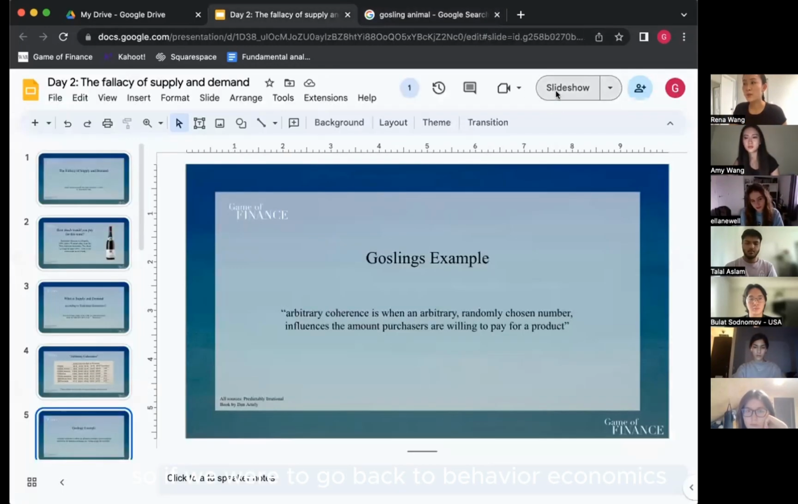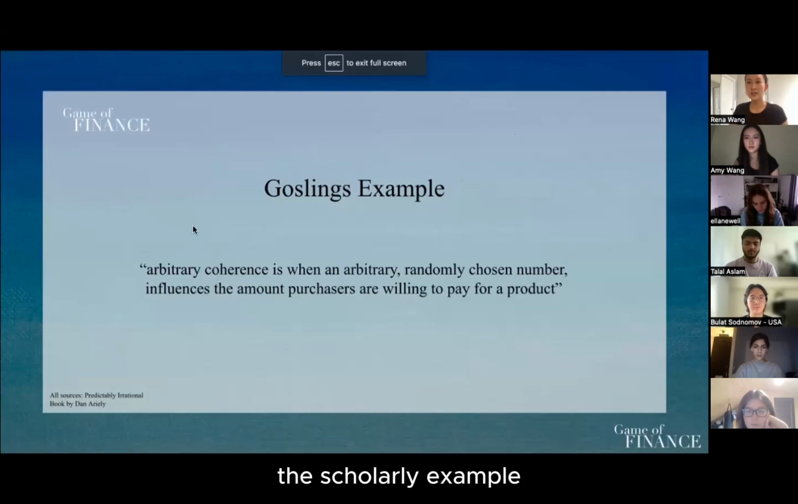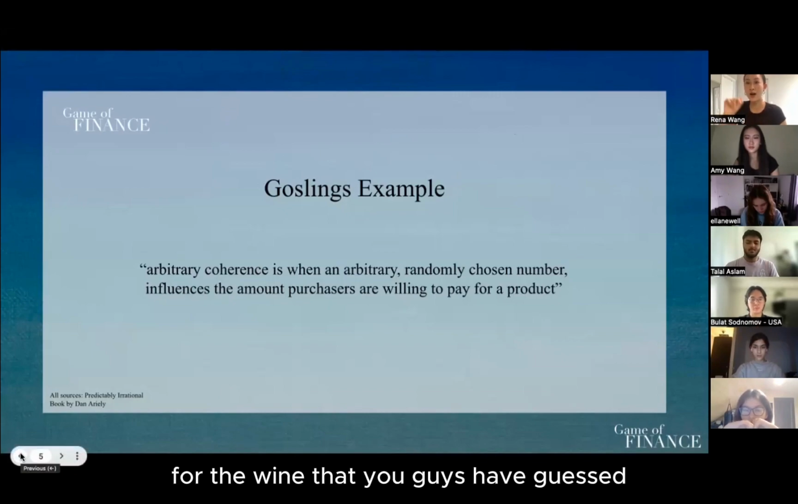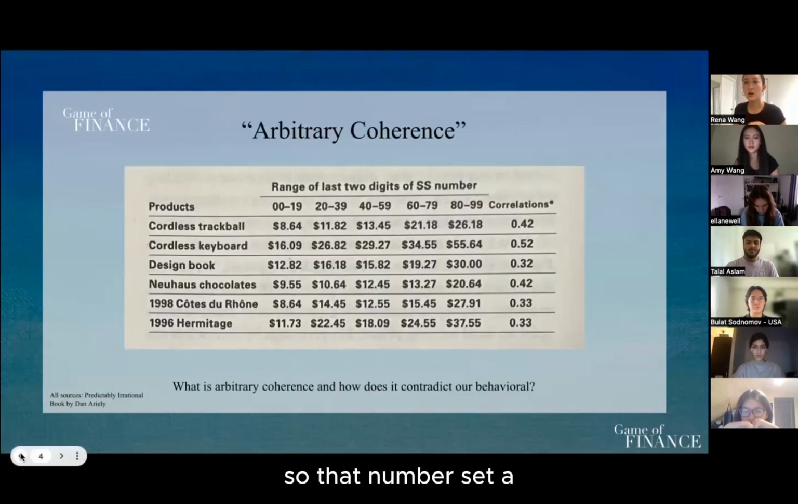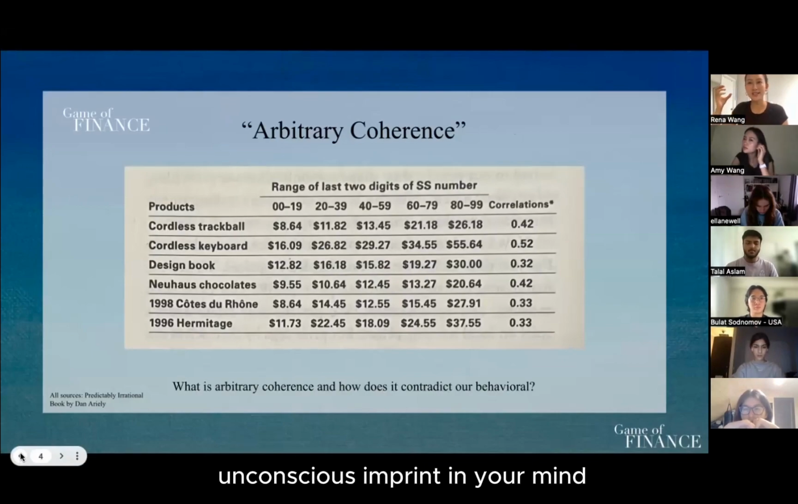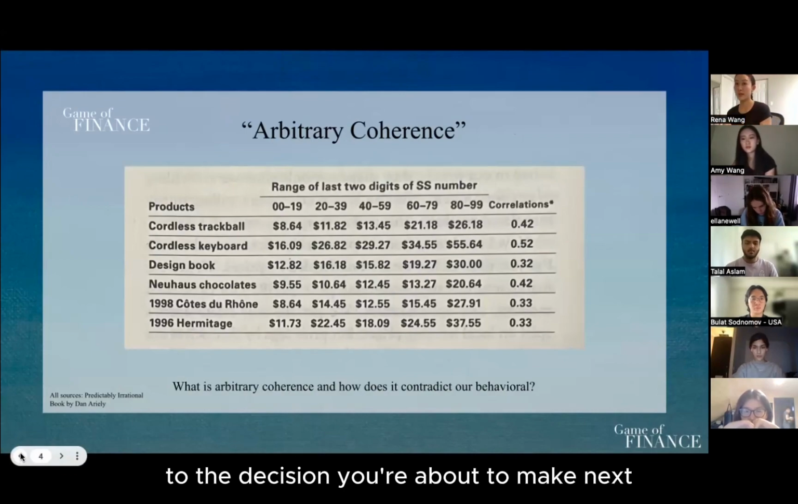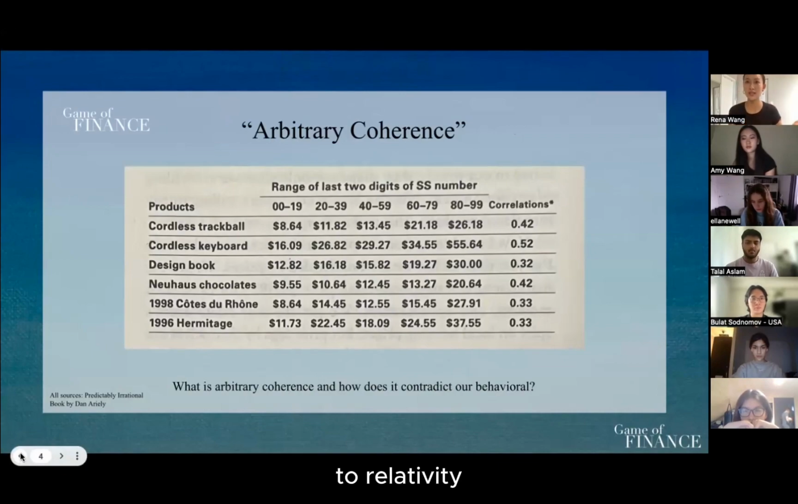If we go back to behavioral economics, this gosling example gives a very good explanation for the wine price you guessed. That number set an unconscious imprint in your mind that gave you a relative value for the decision you're about to make next. Connecting to relativity, which we learned yesterday. So back to this example.